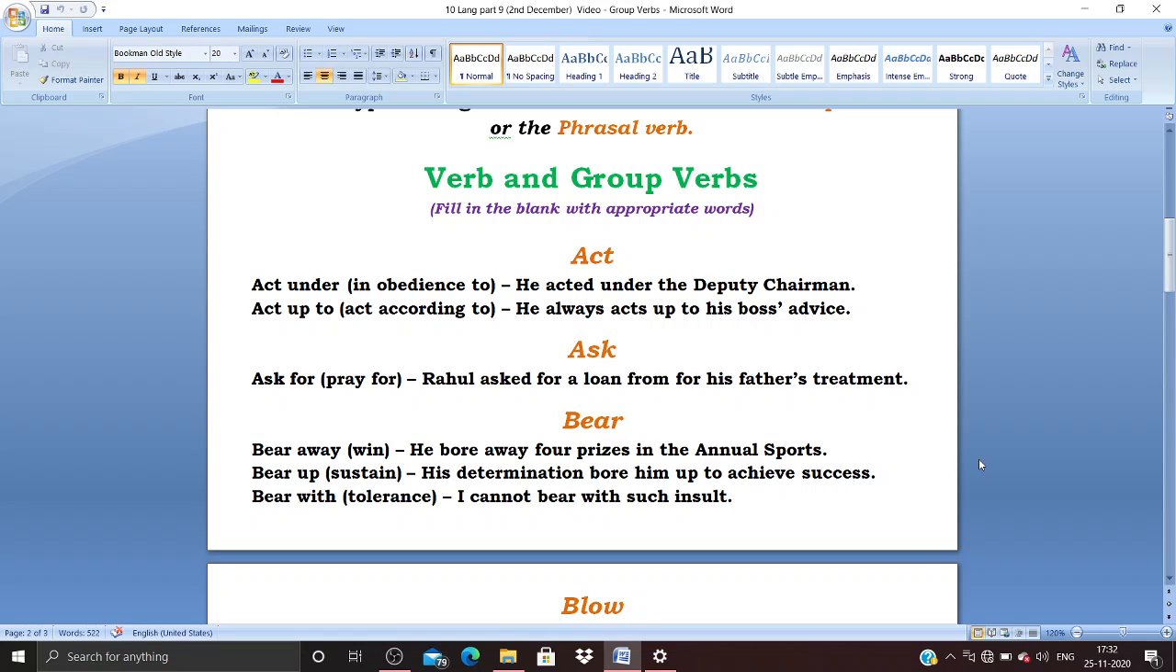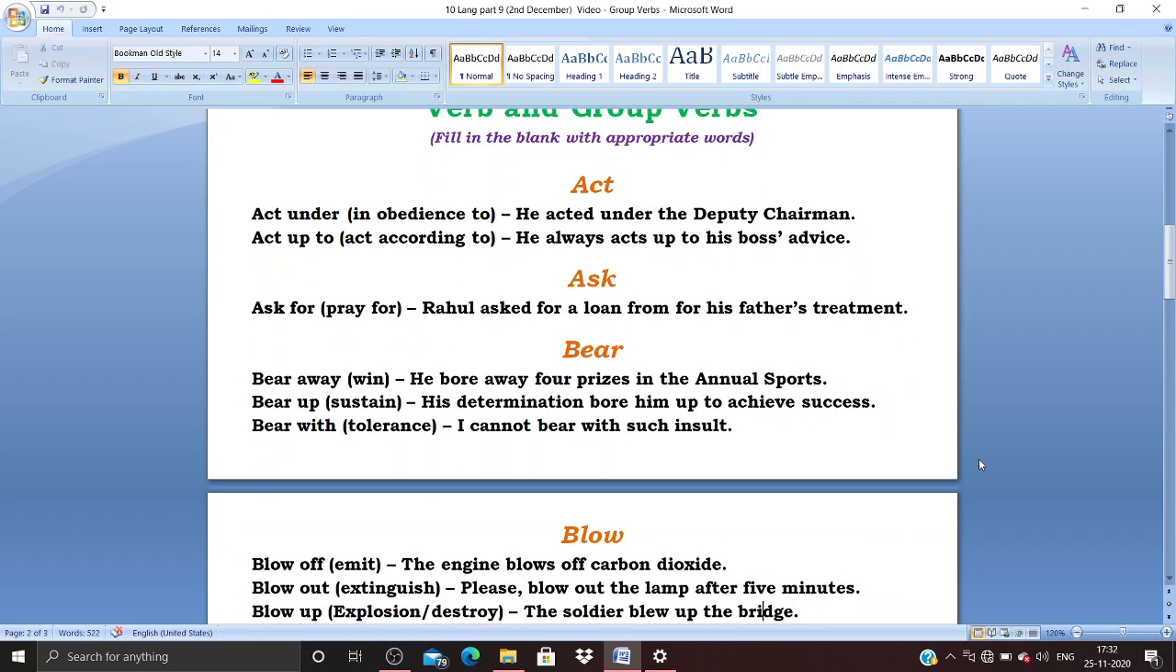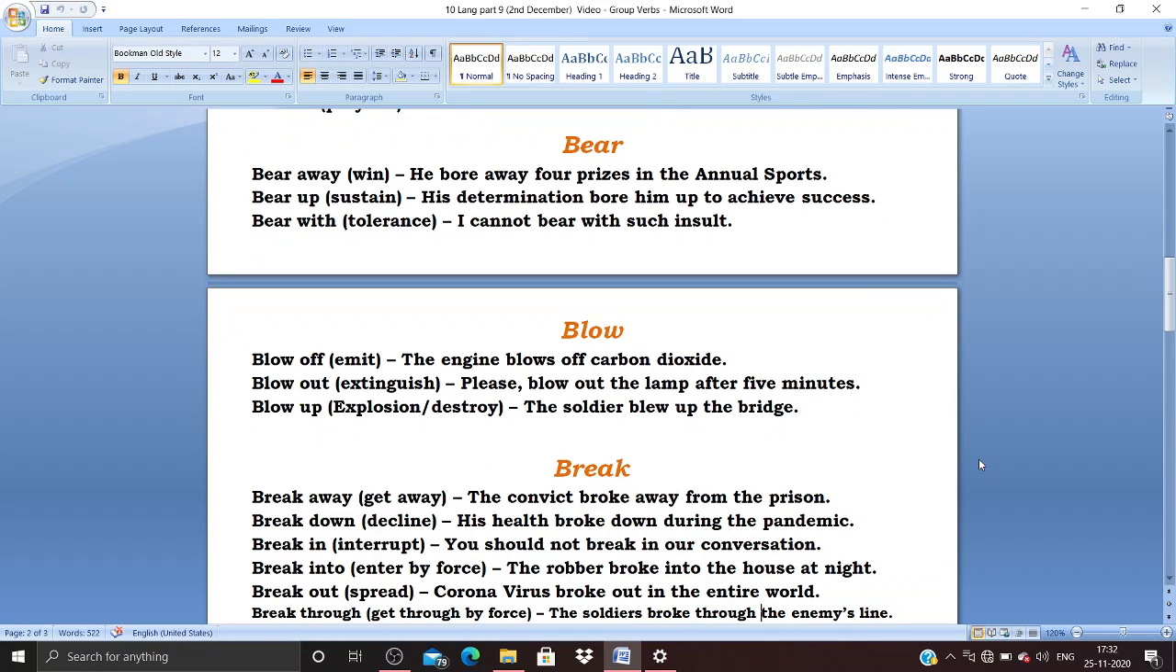Some phrasal verbs will be a little new to you, but that's where we are. We are supposed to learn new things every day. So bear away. Now bear up, sustain. His determination bore up to achieve success. His determination bore him up. Okay, so bore up, bear up. Bear with. Now here comes the original meaning of bear, tolerance. So I cannot bear with such insult. Or sometimes the teachers say, I cannot bear with your misconduct, etc.